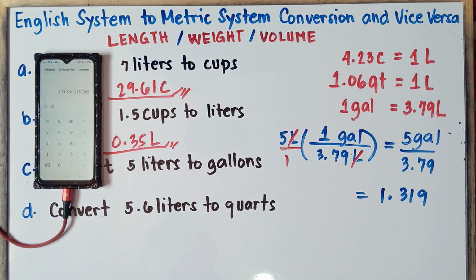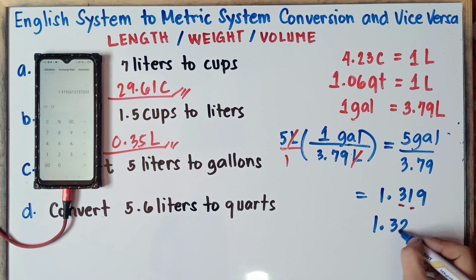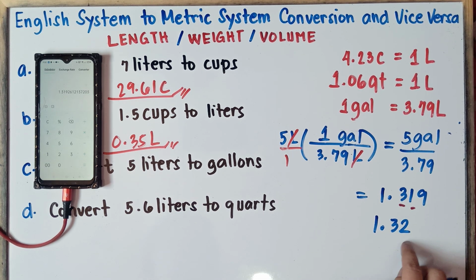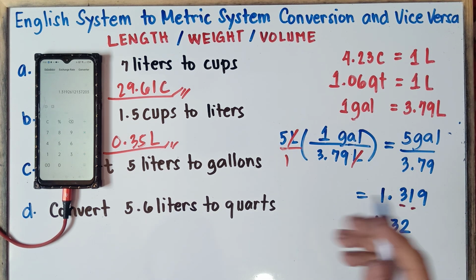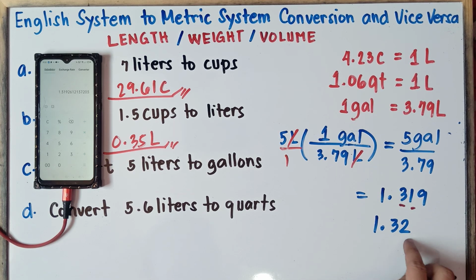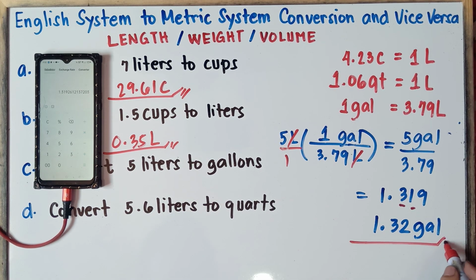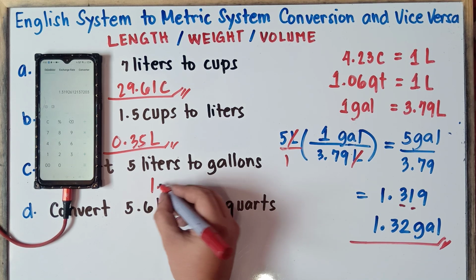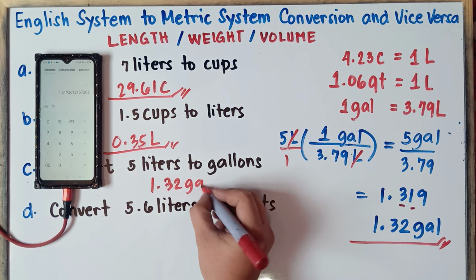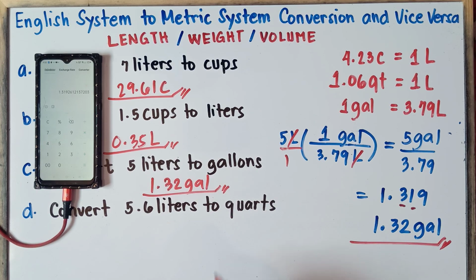1.319. Alright, so once again, 2 decimal numbers. After 1, that's 9. So therefore, we need to round up. This will be 1.32. So 1 becomes 2. Once again, class, after 1, that's 9. We need to round up. So that would be 1.32. And do not forget the units, class, gallons. That's it, class, all set for letter C. So the answer is 1.32 gallons.